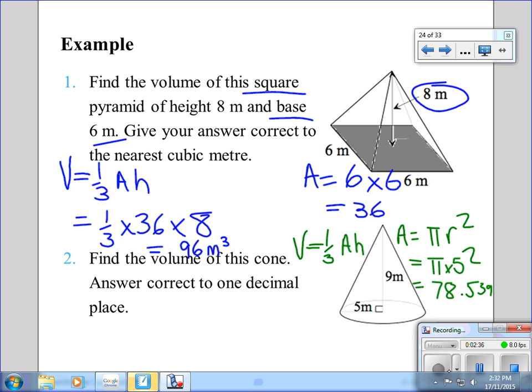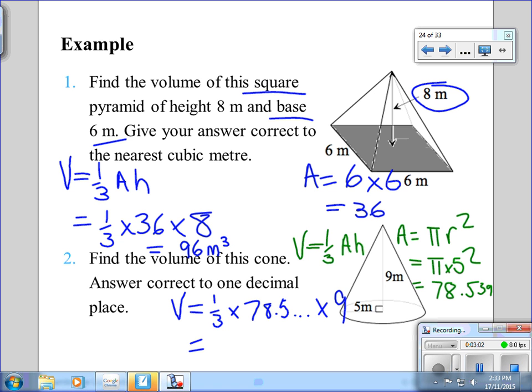Well, I'm glad you asked, Mr. Viger. I'm going to answer your question. My formula was 1/3, so let's go 1/3 times, we worked out our area of 78.5 blah blah blah, and we're going to times that by the height, which just happens to be 9. Now, diddle-a-lee potatoes, we type that into our calculator and we write our full square.